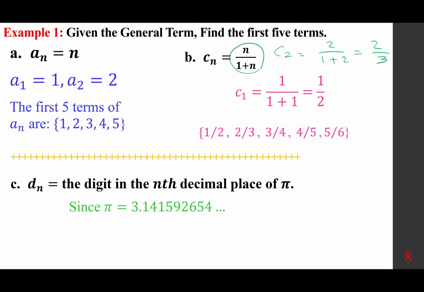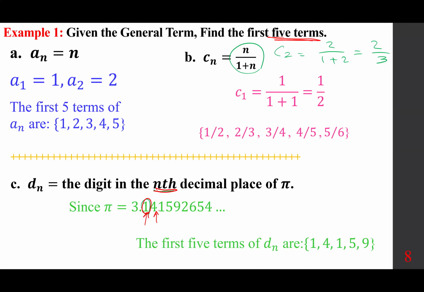So when we want the nth decimal, the first decimal would be, let me use a different color here. Remember what we want. We want the first 5 terms. So the first one would be 1. The second one, 4, so on and so forth. We want how many of them? 5 of them. So 1, 4, 1, 5, 9.